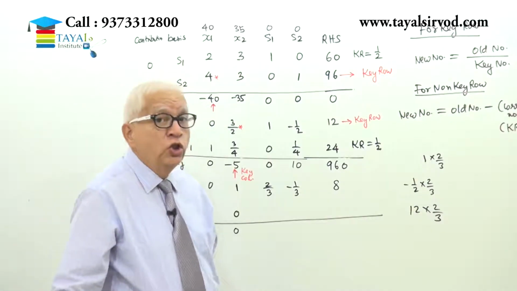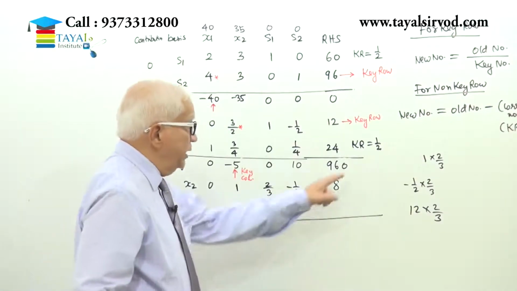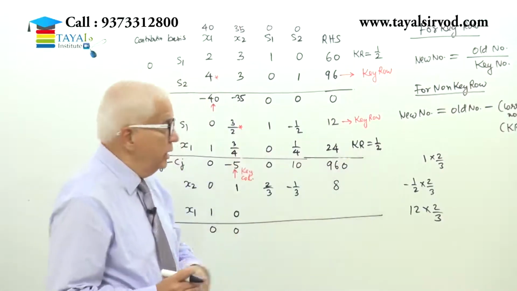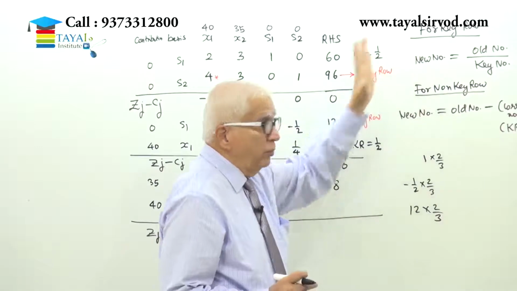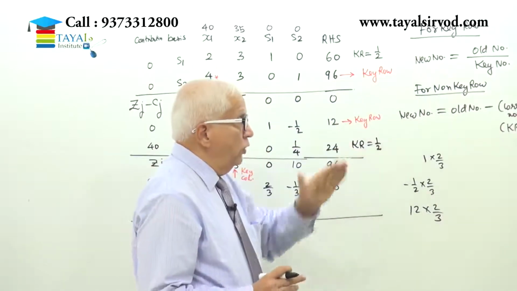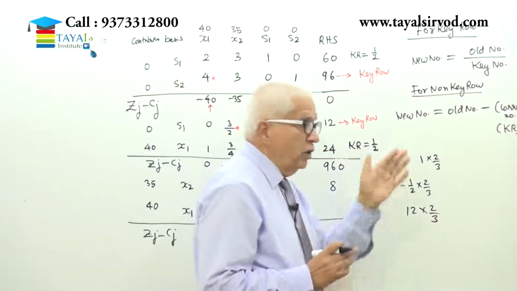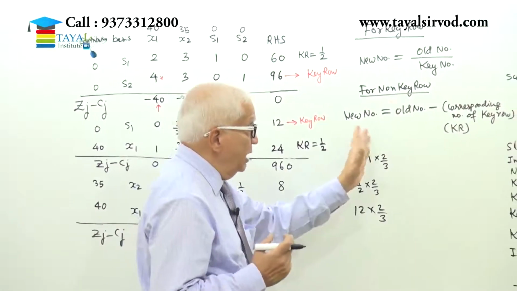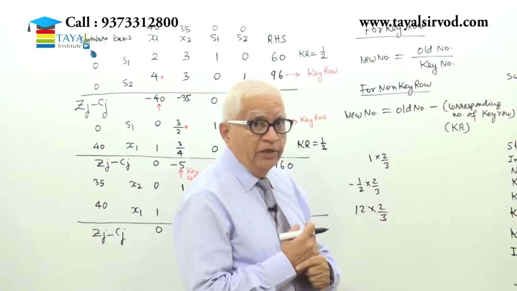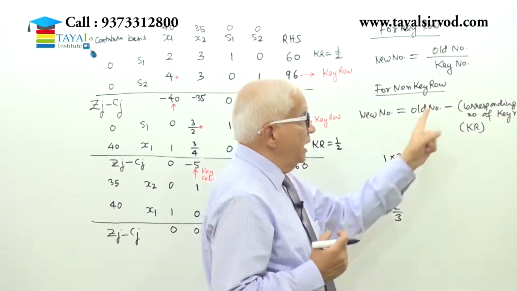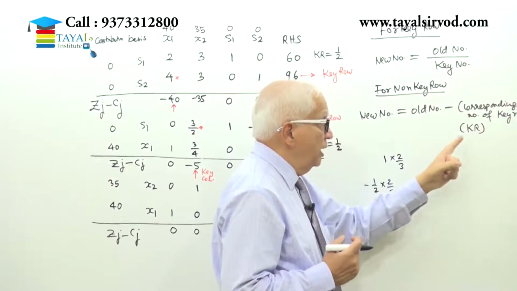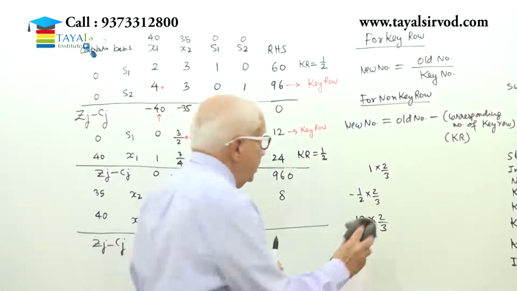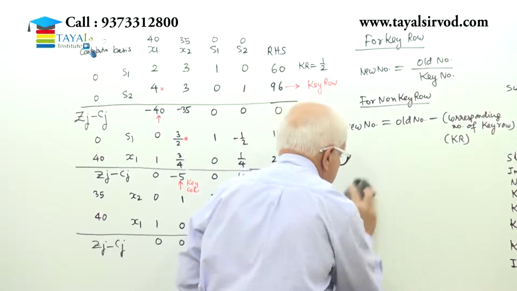Now I go to the non-key row, that is the second row over here. Key ratio, has it been calculated already? Yes, written here. Now this formula is of no use. Formula for non-key row is new number is obtained by taking the old number, and from that we are going to subtract multiplication of two numbers. What are the two numbers? Corresponding number of the key row multiplied by key ratio. So this multiplication we will find out, subtract it from the old number and I will get the new number.